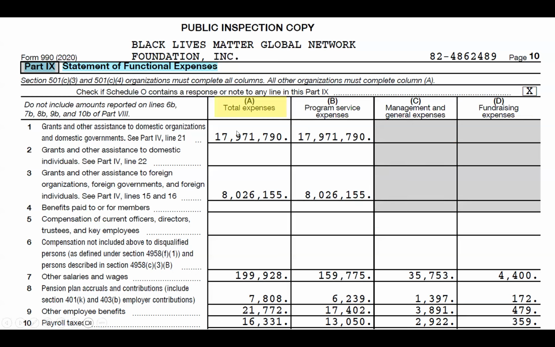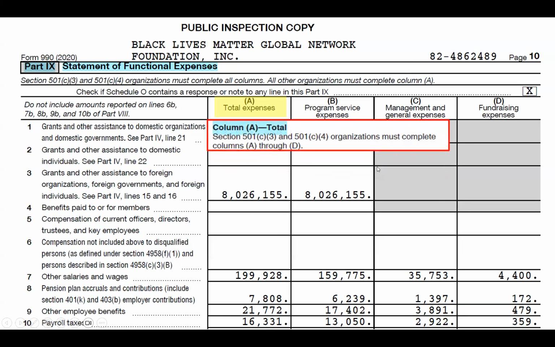So total expenses is actually column A. It totals all of the expenses for the organization. Section 501(c)(3) and 501(c)(4) organizations must complete columns A through D. Since the Black Lives Matter Global Network Foundation is considered a 501(c)(3) nonprofit organization, the person who completed this Form 990 had to include pertinent information in all four columns, columns A through D.